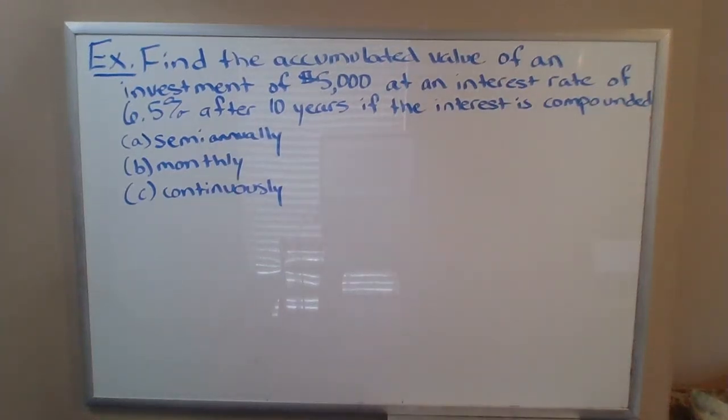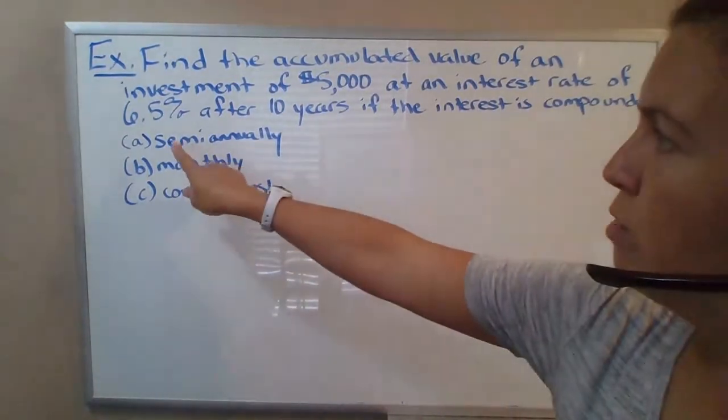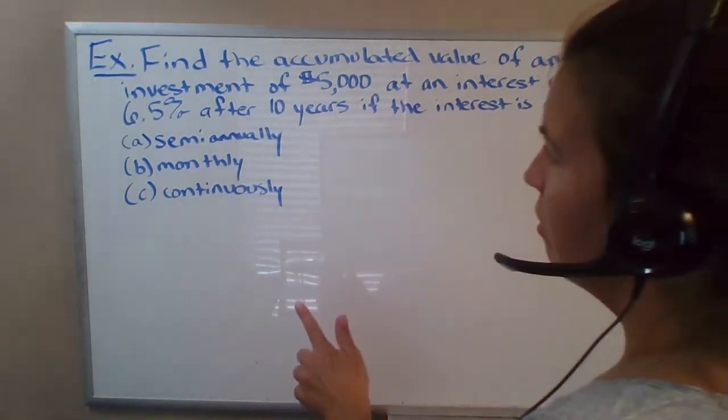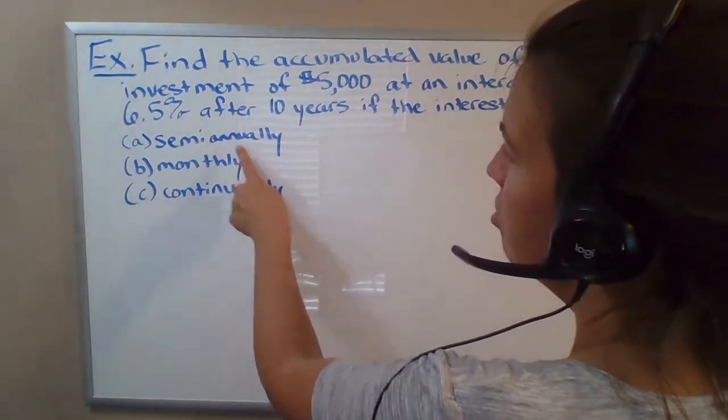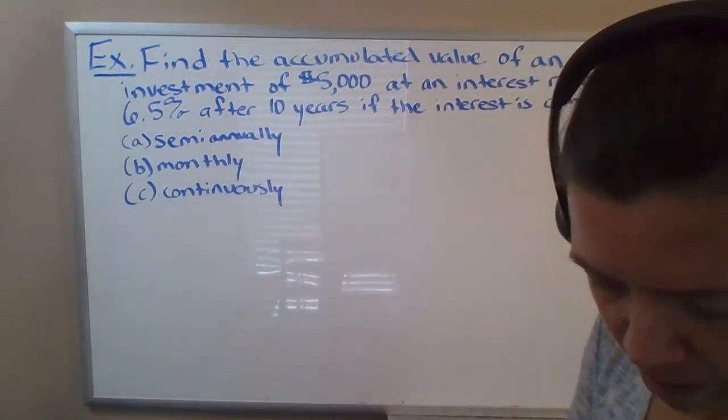Here's an application of exponential functions where we're going to use a formula involving an exponential function to find the accumulated value of an investment. In this case, it's an investment of $5,000 at an interest rate of 6.5% after 10 years. And we want to calculate the accumulated value in 3 different scenarios. So first, it's if the interest is compounded semi-annually.